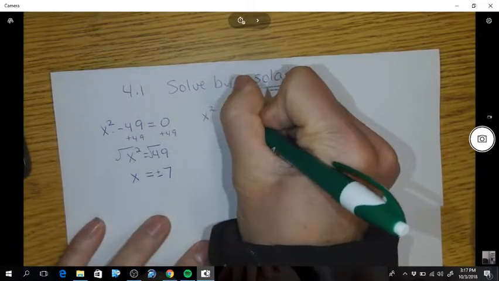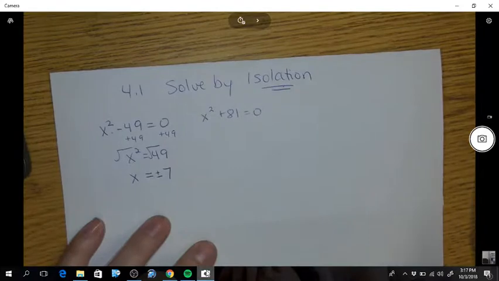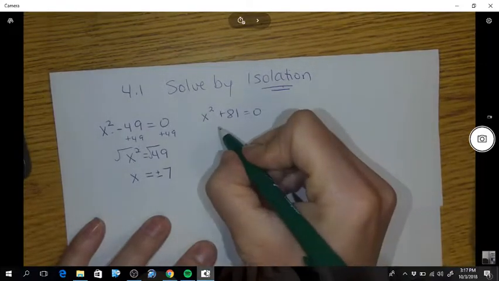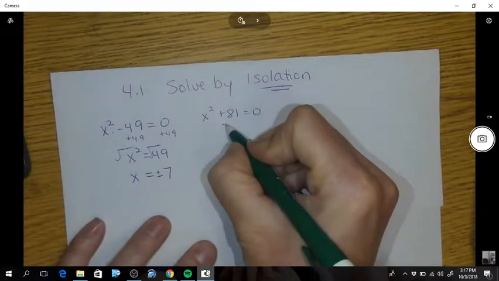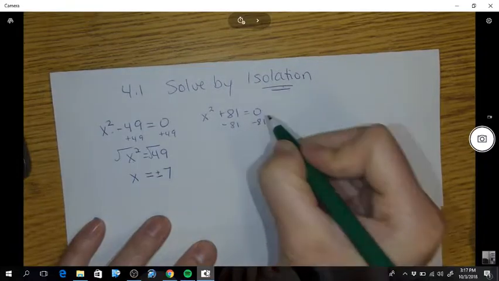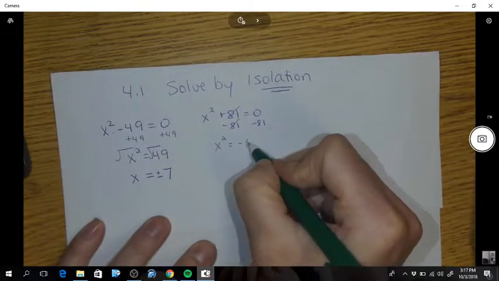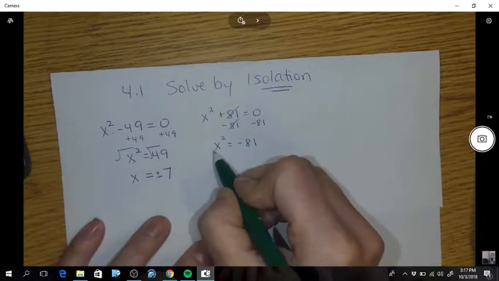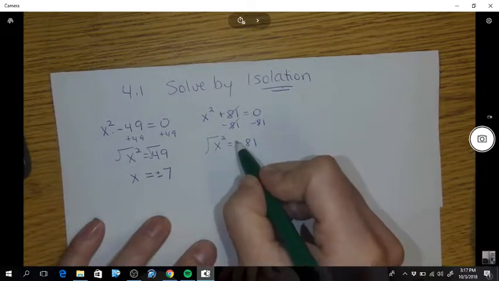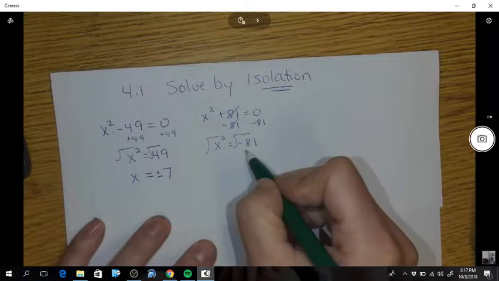Okay, x squared plus 81 equals 0. So in this one, to get x squared alone, I would have to subtract 81. X squared is negative 81. Now to get x alone, I would have to square root it. But I'm running into a problem.